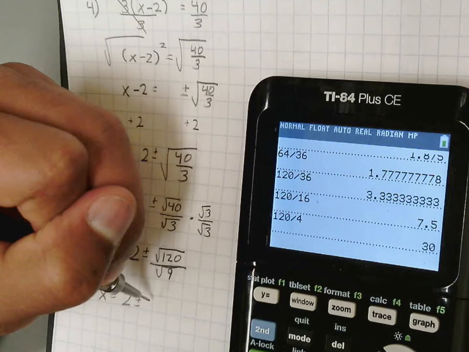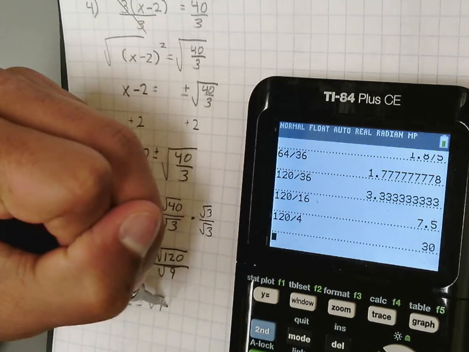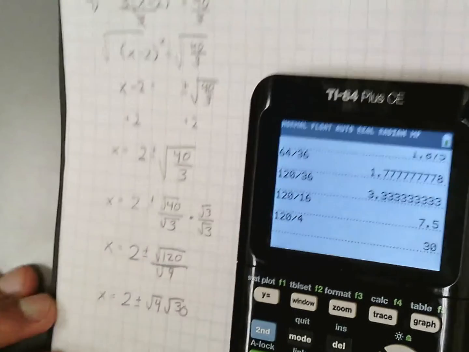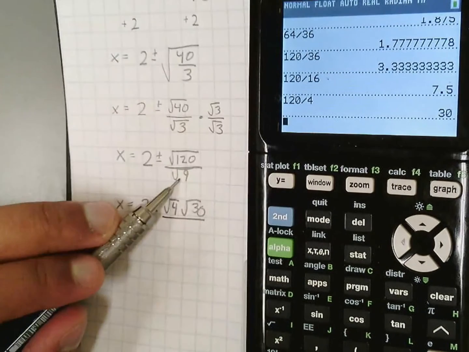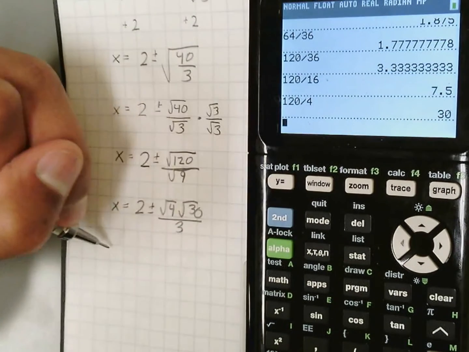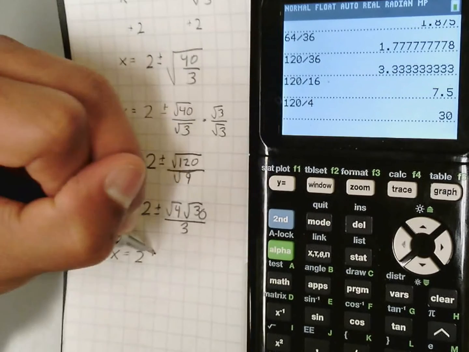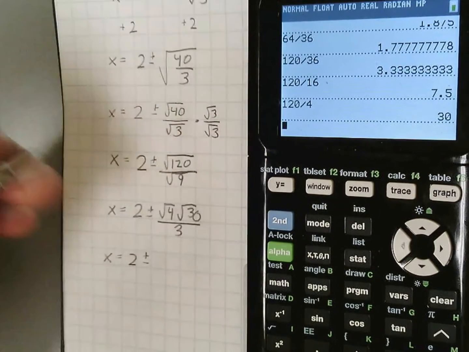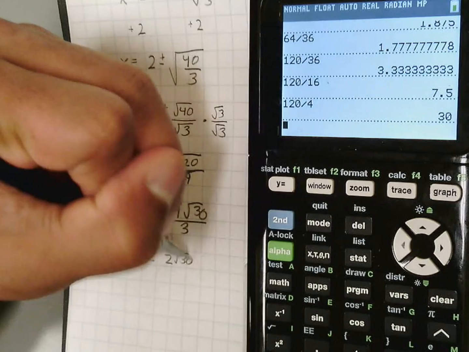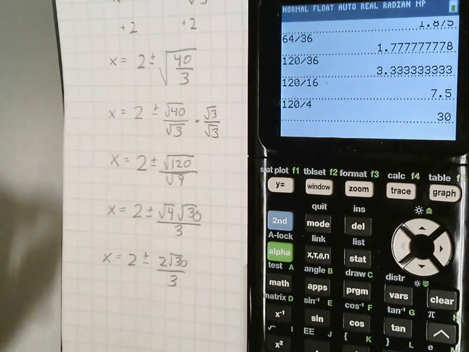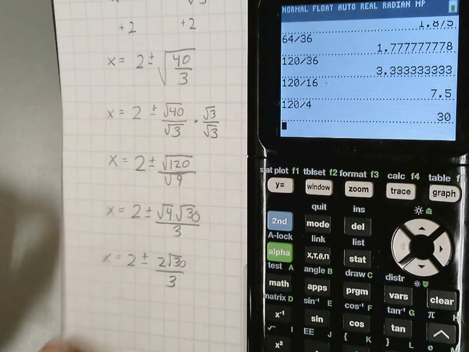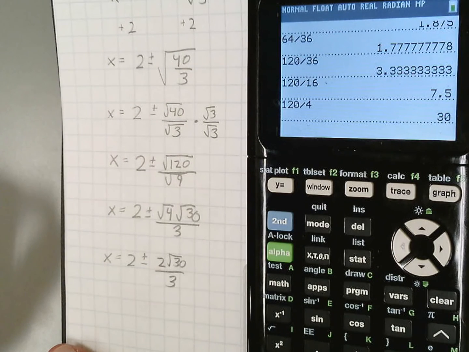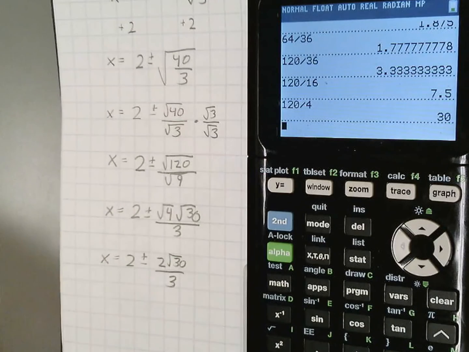So this is the square root of 4 times the square root of 30 over the square root of 9, which is 3. So x equals 2 plus or minus the square root of 4, which is 2, root 30 over 3. And so this here is our final answer.